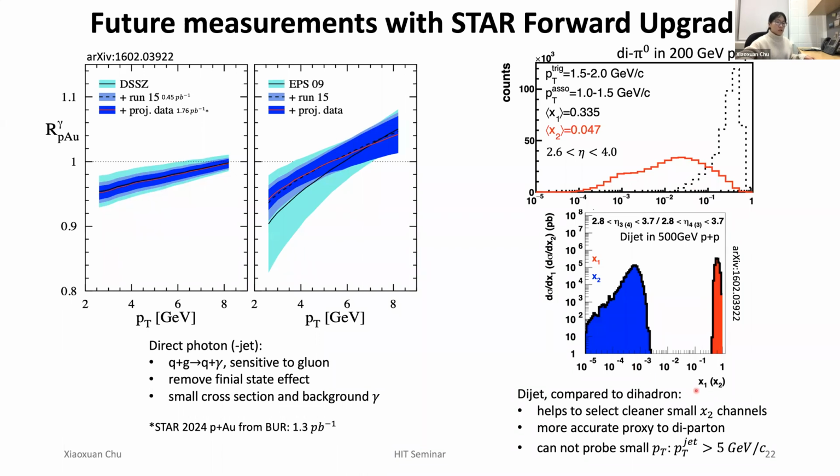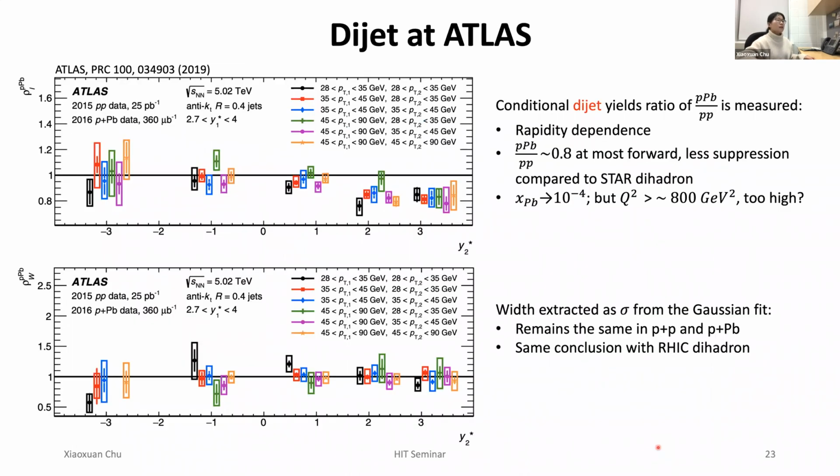But the disadvantage would be the jet: usually the jet minimum PT at STAR is 5 GeV. So the PT can be a little bit too high and push the data to a high Q-square event. And this is why I want to introduce the results from ATLAS.